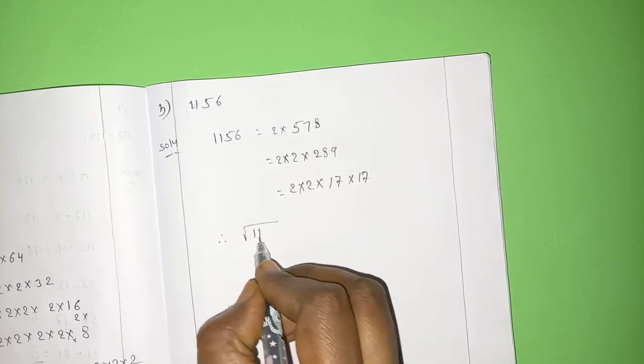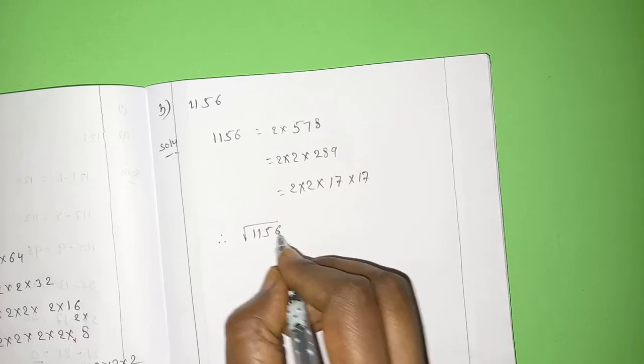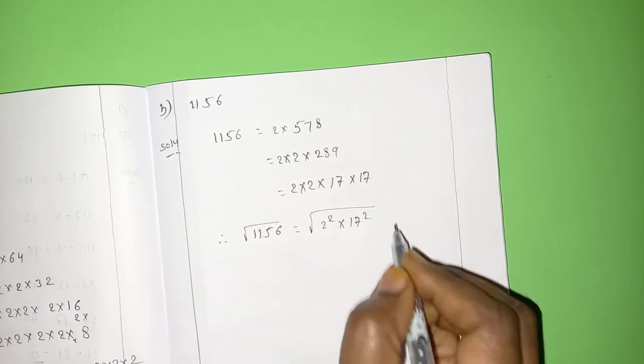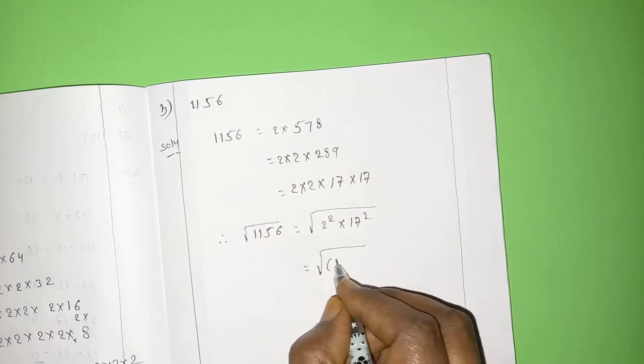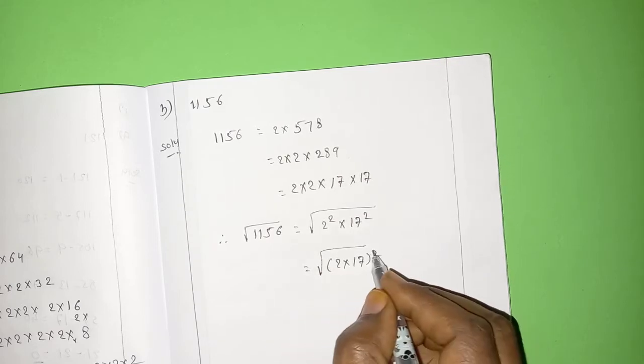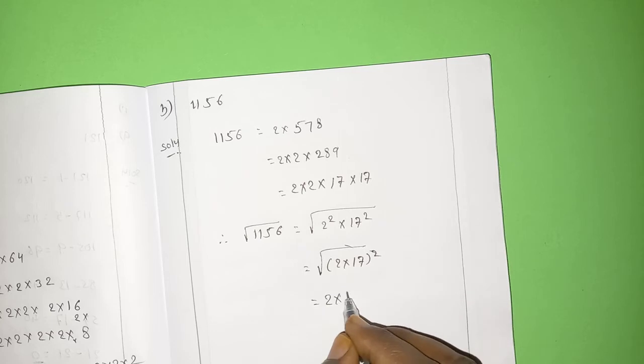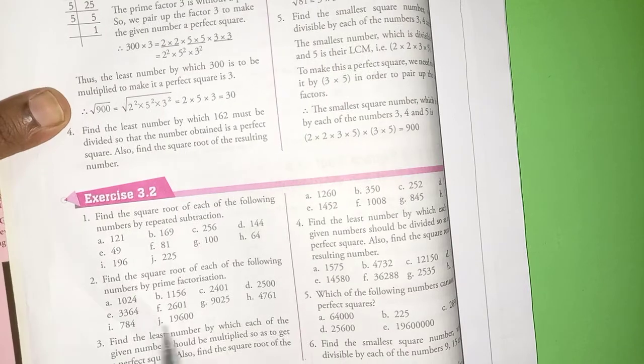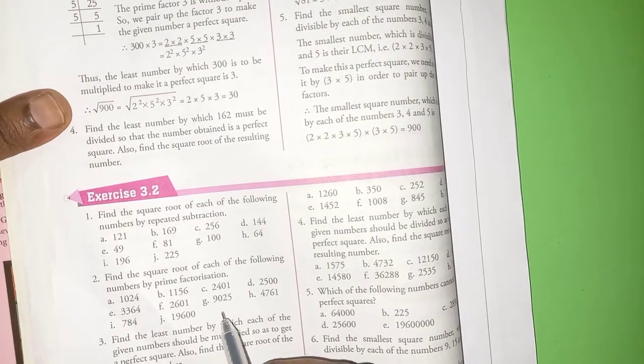Therefore, square root of 1156 is equal to square root of 2 square into 17 square. It means 2 into 17 whole square. Square and square root will get cancelled. 2 into 17, the answer is 34. Understand? Now, in the same way, you have to do all the remaining questions in the maths homework.